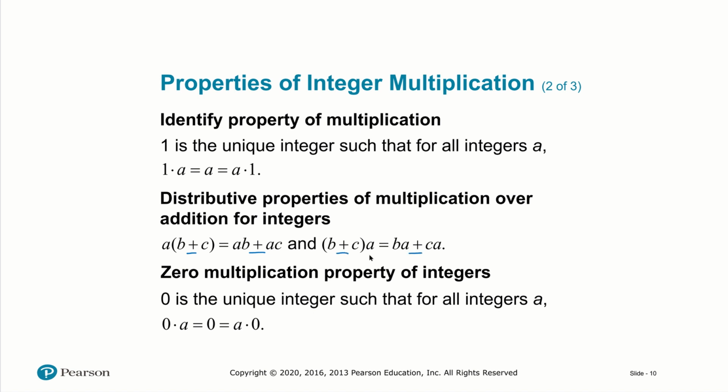So when we put it like this, it means this works whether you're dealing with plus or with minus, right? In other words, A times (B minus C) is also equal to AB minus AC, etc. The zero multiplication property for integers, of course, tells you that if you multiply 0 by any number, it's just going to wipe it out, and you're going to end up with 0, right?